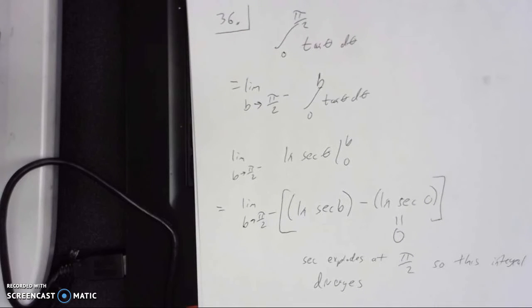Well, the integral of tangent theta is the natural log of the secant of theta. And that's evaluated from 0 to b. So that becomes the natural log of the secant of b minus the natural log of the secant of 0. Well, the secant at 0 is 1, and the natural log of 1 is 0, so that second part disappears. And the first part, secant of b, if you looked at a graph of secant, when you take the limit of that as b goes to pi over 2 coming from the left, secant of b is exploding up to infinity. And then the log of that is also going to go to infinity, so this integral actually diverges.